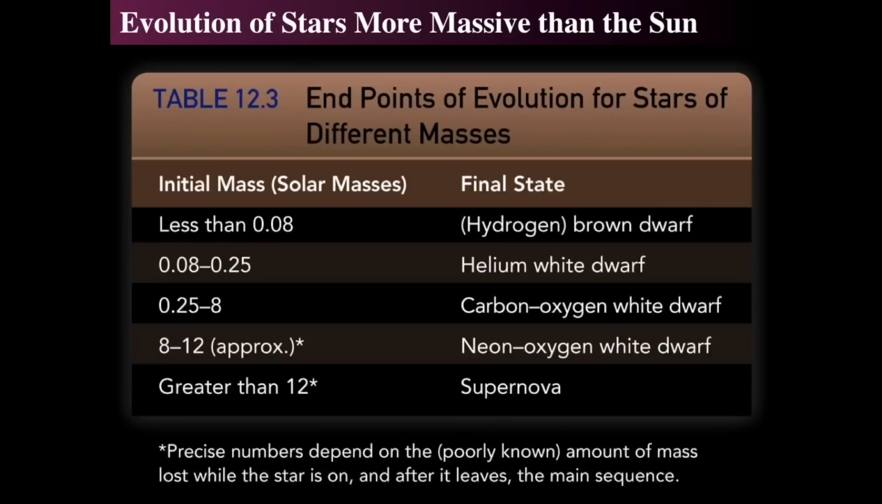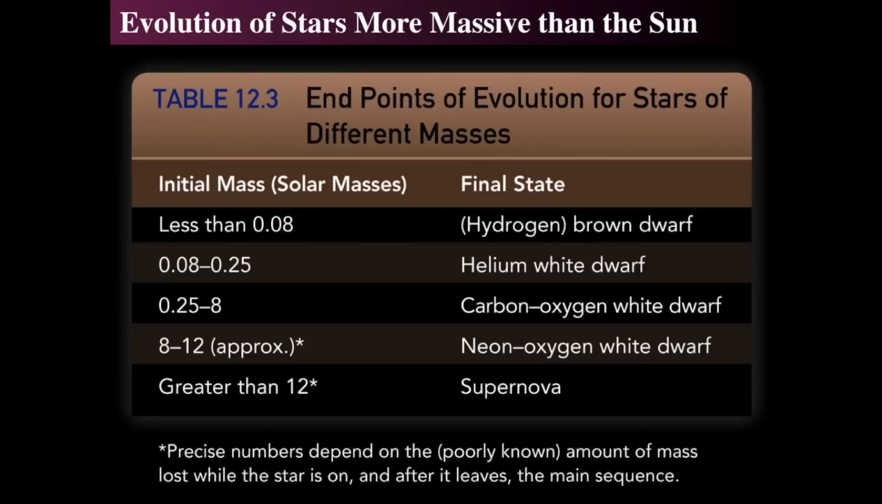and it becomes a helium white dwarf. Somewhere between about a quarter of the mass of the sun and about 4 to 8 times the mass of the sun, this table I think is a little bit old, the star ends up as a carbon-oxygen white dwarf. If it's much larger, about 12 times the mass of the sun at the time of main sequence burning, then it'll end up as a neon-oxygen white dwarf. And if it's larger than that, above 12 solar masses, you get a supernova.